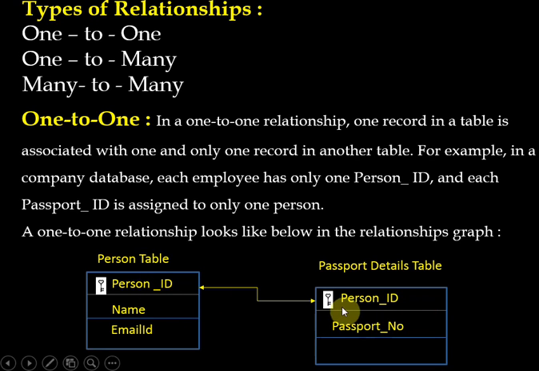If there is no common field, you are not able to make the relationship. So in this table there is one common field, that is person ID, and the other table also has the person ID, so you can easily make the relationship between them.